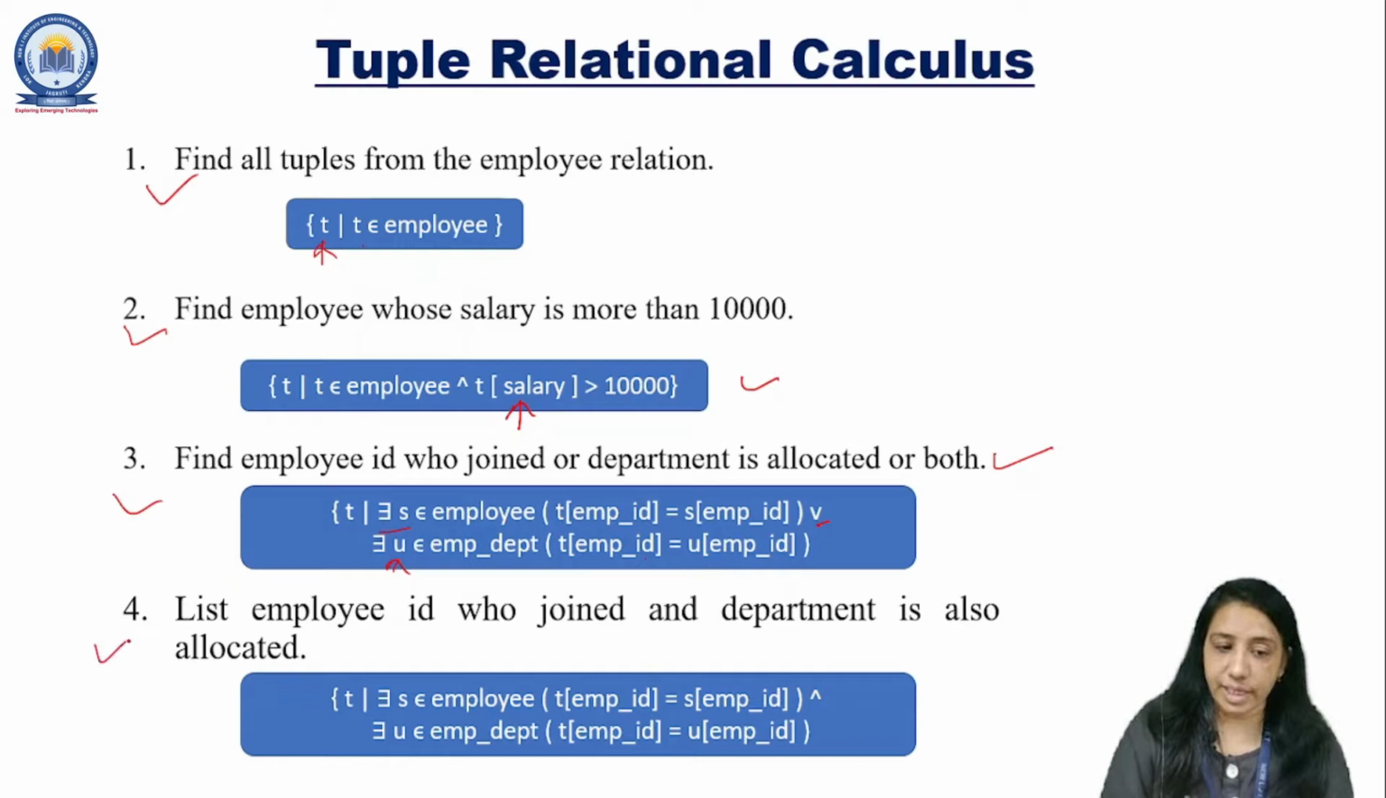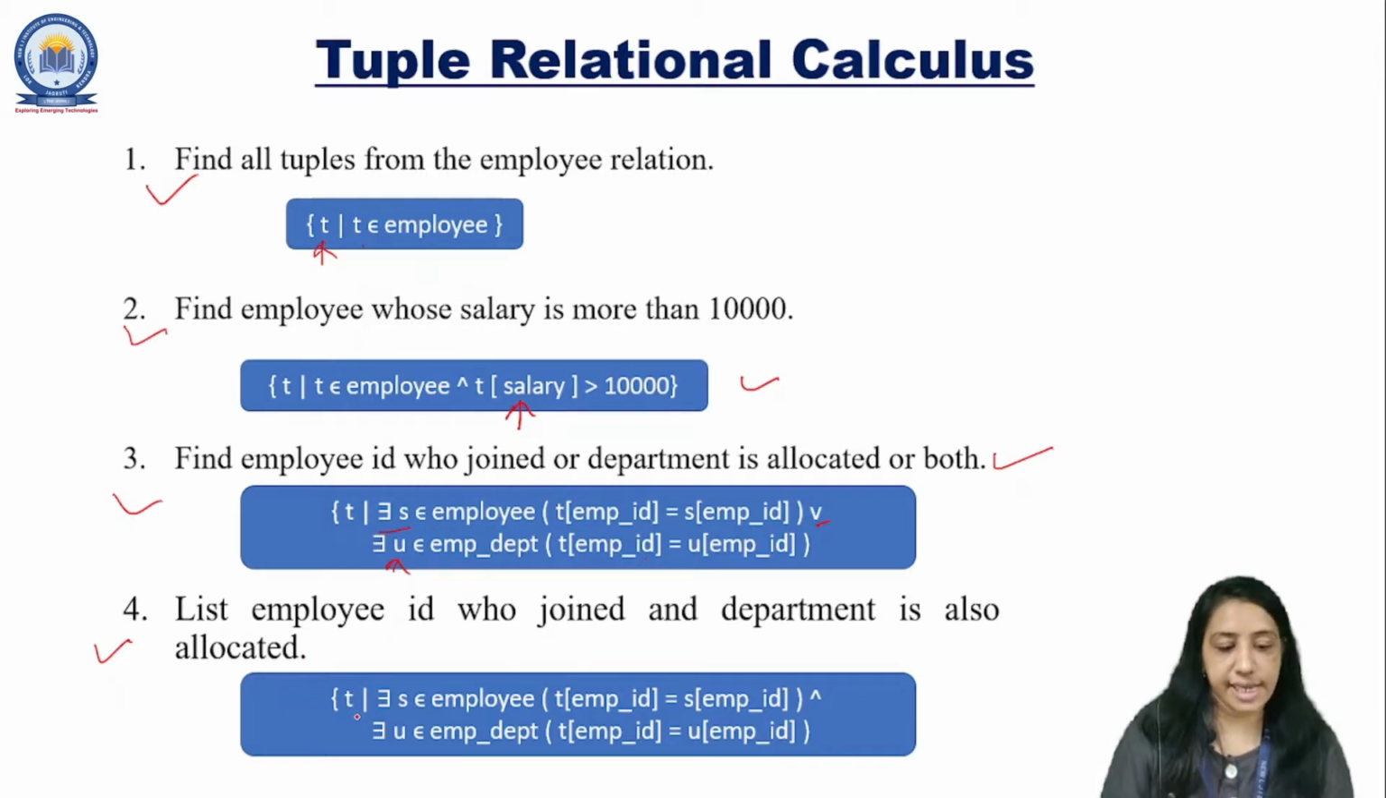The fourth one is to list the employee IDs who joined and for whom a department is also allocated. That means the tuple we want should be in employee_department as well as in the employee table. So how to do this? It should be combined with AND. If it is available in both tables, then we can select it.